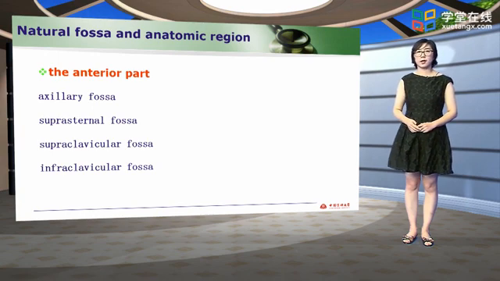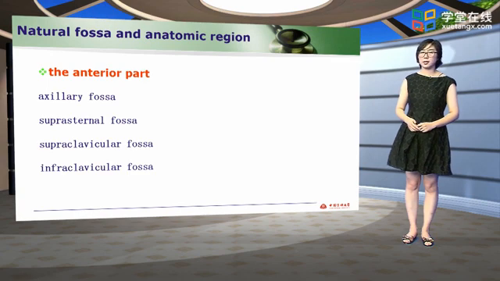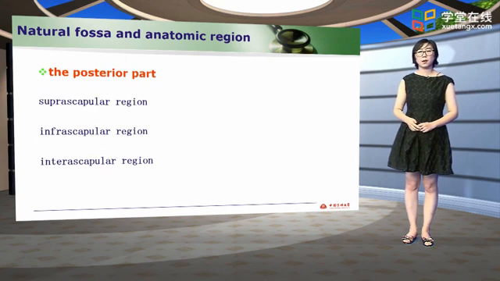Then the third section is the natural fossa and anatomical region. From this picture, we can see in the anterior part, there are axillary fossa, suprasternal fossa, supraclavicular fossa, and infraclavicular fossa. In the posterior part, there are suprascapular region, infrascapular region, and interscapular region.